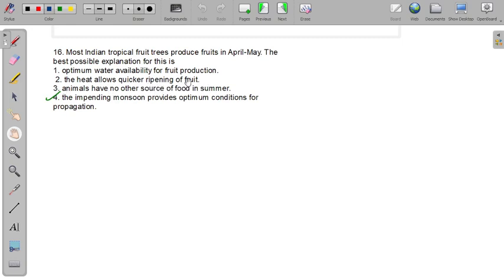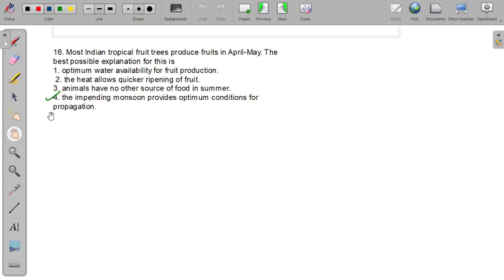The heat allows quicker ripening of fruit. It may allow quicker ripening, but here the sentence is that trees produce fruits in April May. It is not giving any contribution to the production. It gives quicker ripening of fruit, but it is not directly related to the production, so this is also not possible. Animals have no other source of food in summer, so this is also not true. They may not have food in summer, but that doesn't contribute to the production of fruits in April and May.